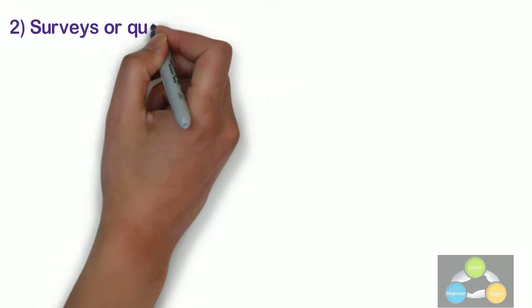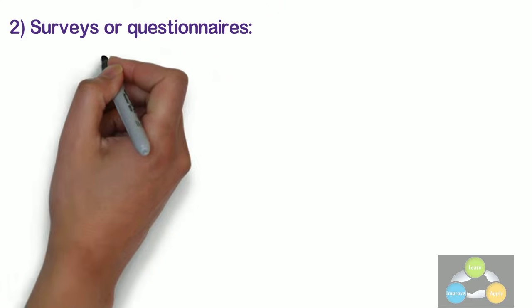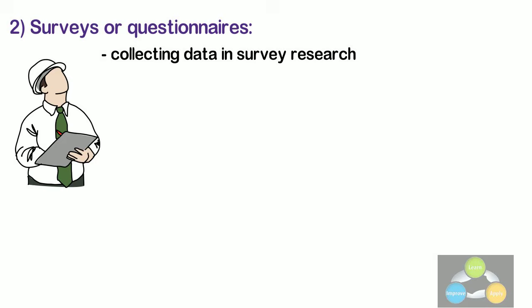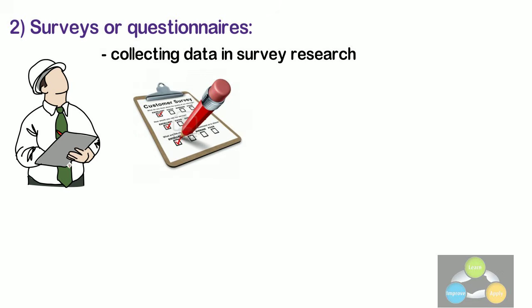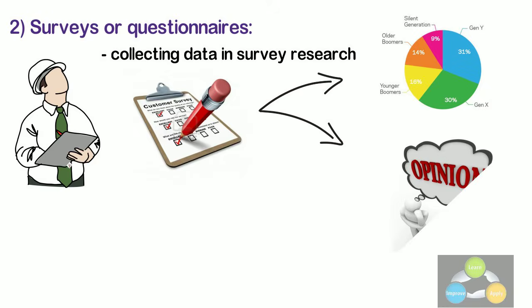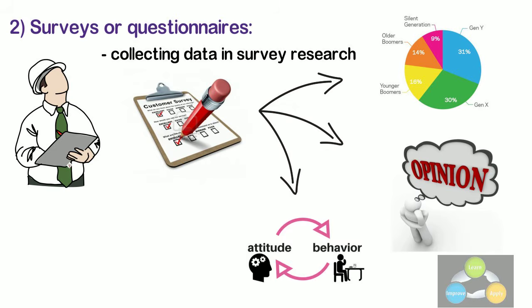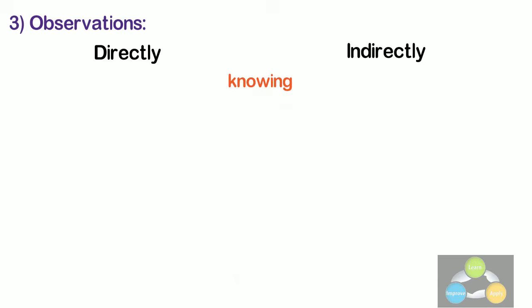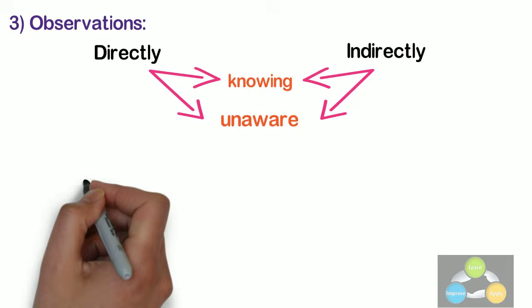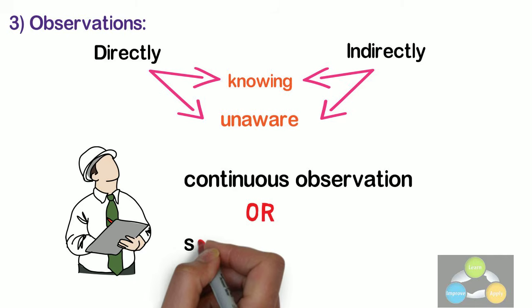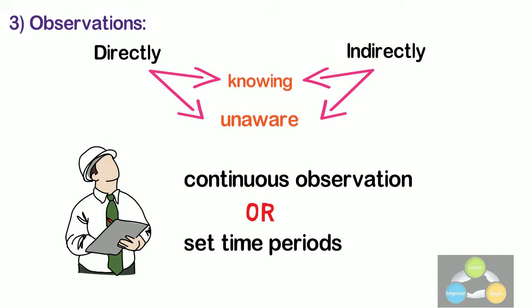2. Surveys or questionnaires. Surveys or questionnaires are used for collecting data in survey research. They usually include a set of standardized questions that explore a specific topic and collect information about demographics, opinions, attitudes, or behaviors. 3. Observations. This can be done directly or indirectly, with the subject knowing or unaware that you are observing them. You may choose to collect data through continuous observation or via set time periods depending on your project.